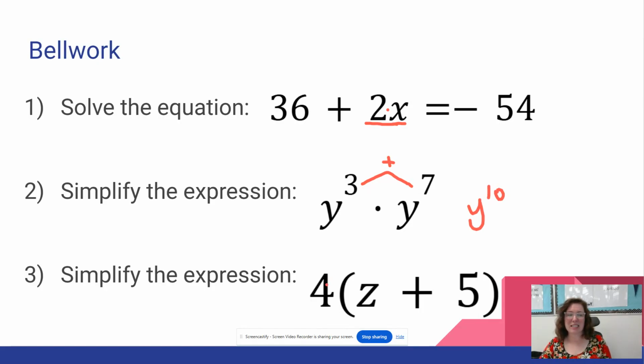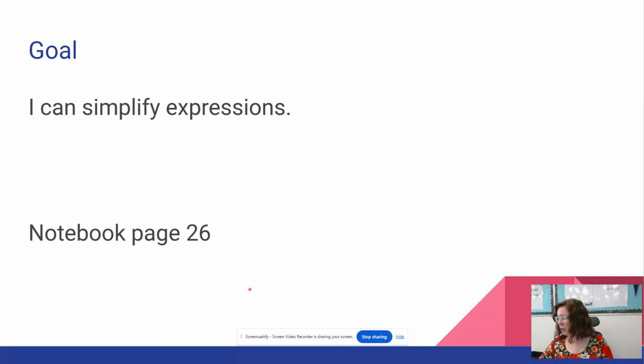Then the last one is distribute, which we learned last year in 7th grade, and we're going to practice more today. 4 times z is 4z. 4 times a positive 5 is a positive 20. So that was our bell work. Then we turn to page 26 in the notebook and write down the goal. I can simplify expressions.